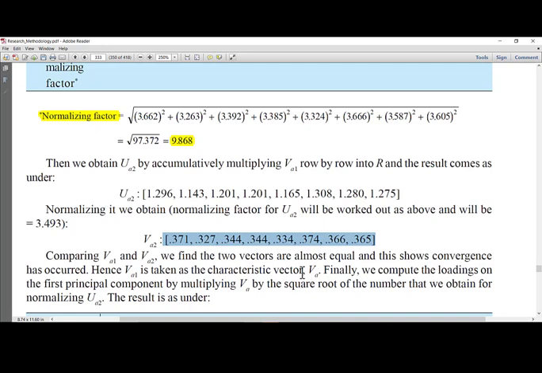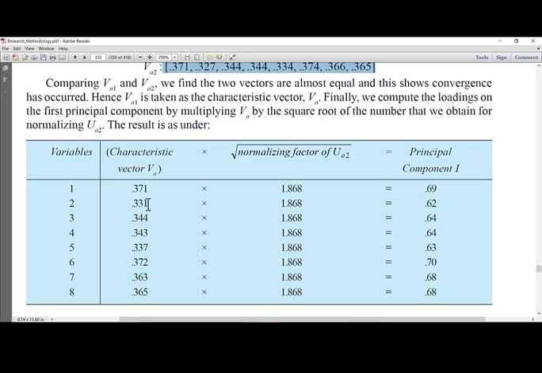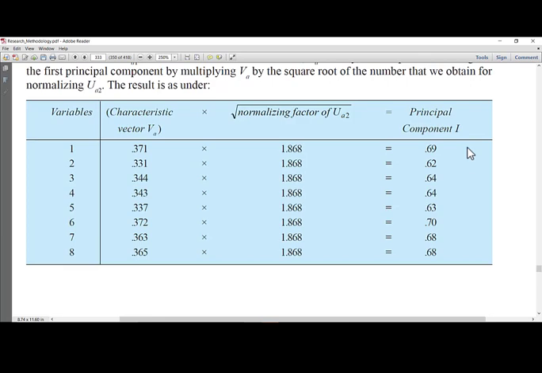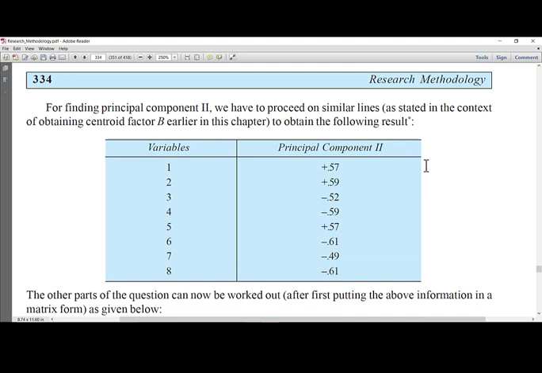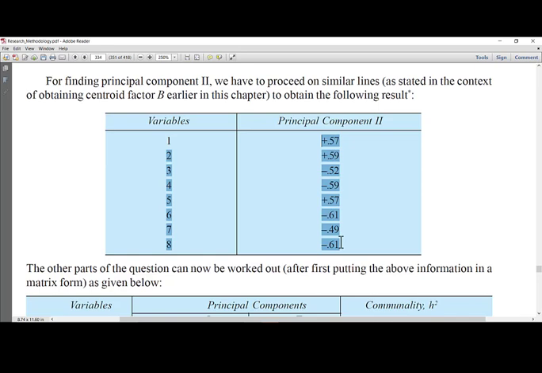Then what we do, that characteristic vector VB, that is VB1, is multiplied by the square root of the normalizing factor of UB2. Then the principal component 2 values can be obtained. The procedure is like that. And here the author has given the principal component 2 values like this. The minus signs are assigned accordingly, keeping in view that reflected matrix.